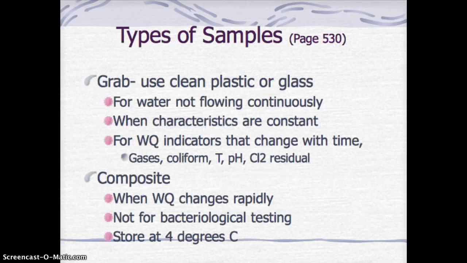Types of samples. Again, referring to the text, page 530. There are 2 typically used: a grab sample, which uses clean glass or plastic containers, typically used for water not flowing continuously, and the type of water where the characteristics are somewhat constant, and also for water quality indicators that change with time, such as gases, coliform, temperature, pH, chlorine residual.